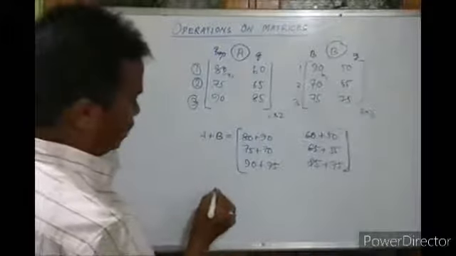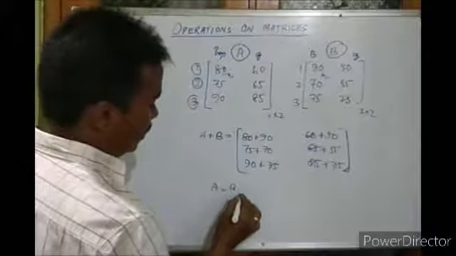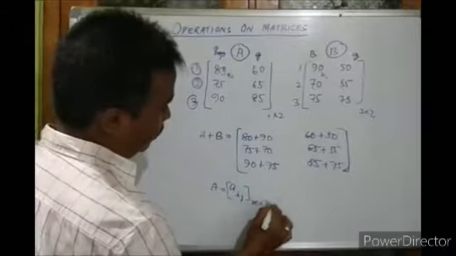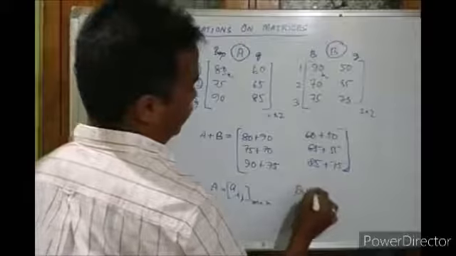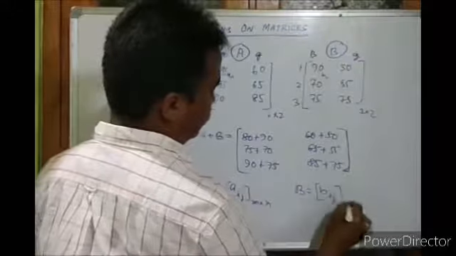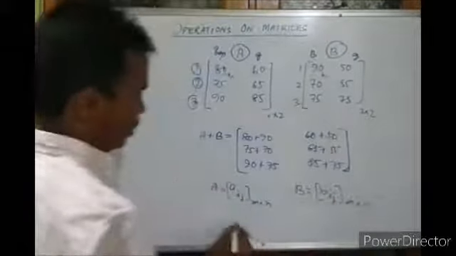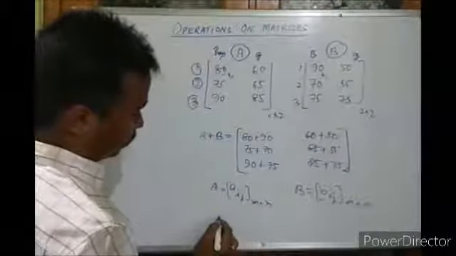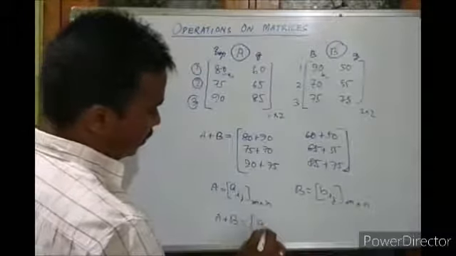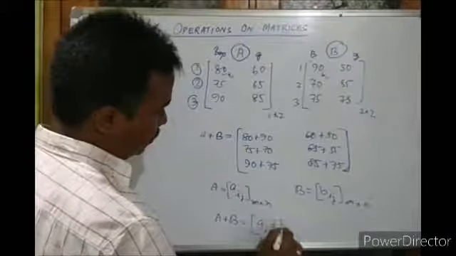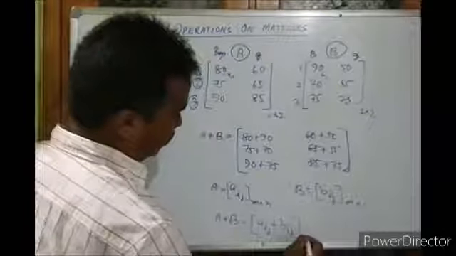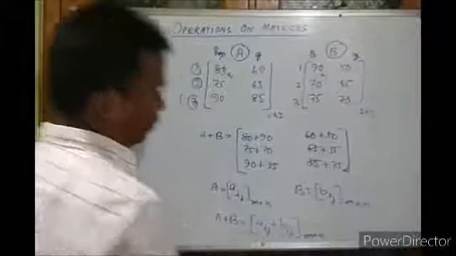So if we take A equal to Aij, an M by N matrix, and B will also be, if I say Bij, an M by N matrix, then A plus B will be Aij plus Bij. Element wise it will be added, M by N.